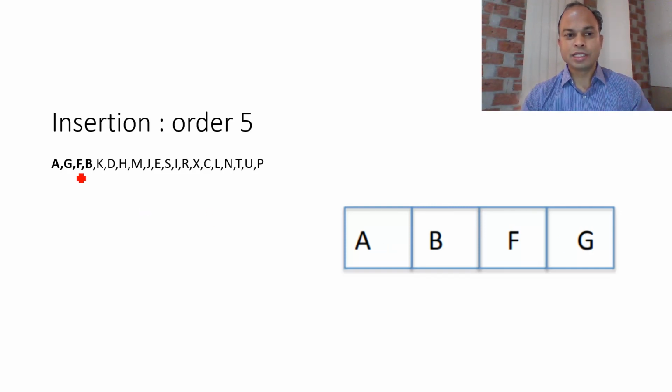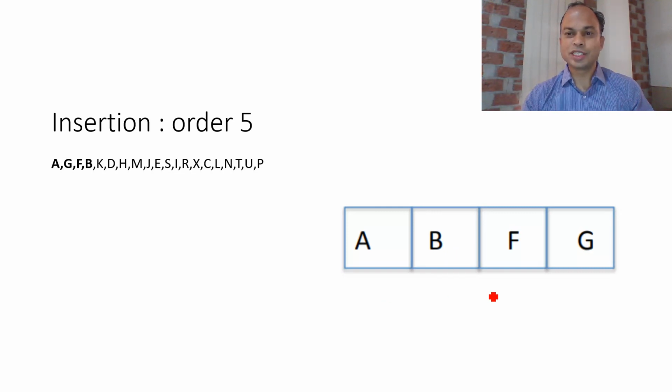After G, we want to insert F. F comes between A and G because in the alphabet, the position of F is after A and before G. So F should be placed after A and before G, and we have placed F here. After it, we want to place B. B is greater than A and lesser than F, so B is placed on the right-hand side of A and on the left-hand side of F. In this way, we insert keys A, G, F, B.